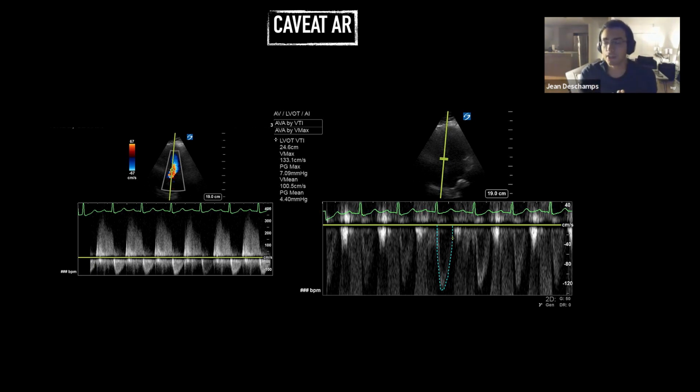When you have significant AR and you see a VTI that's within normal for what we described before, you've got to start asking yourself questions about this, because it might be that your LV is failing and is no longer able to generate the amount of stroke volume that should be done with a normal LVEF and a dilated LV.